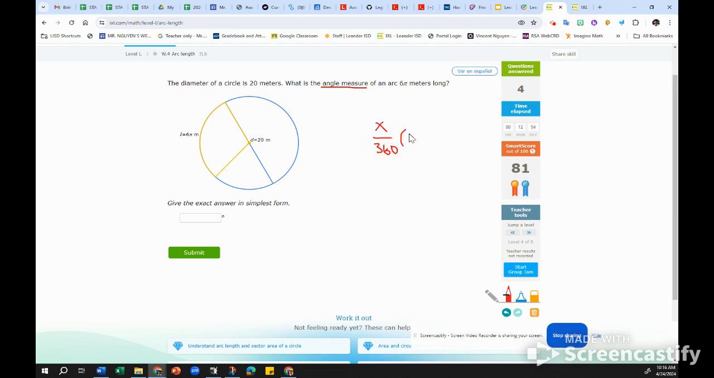Times radius, 2 times the radius. But in this problem, they give me diameter, so I don't need the 2. I just put the 20 in there because that's already been multiplied by 2. And then pi. And then of course, this is equal to the arc length, which is given to me as 6 pi. So I'm going to put 6 pi here. And again, conveniently, the pi will divide. So the pi is gone. And now I have 60 on that side.